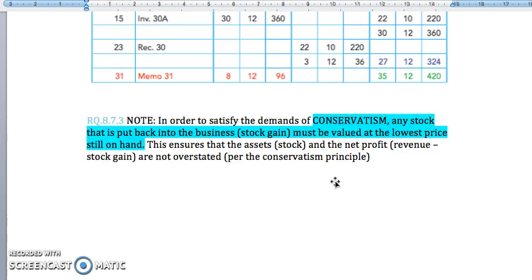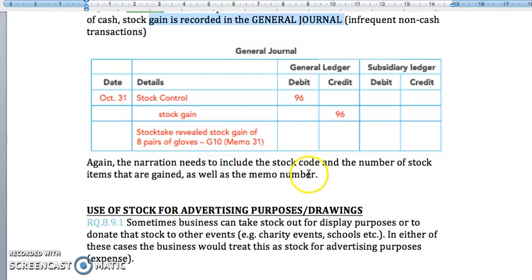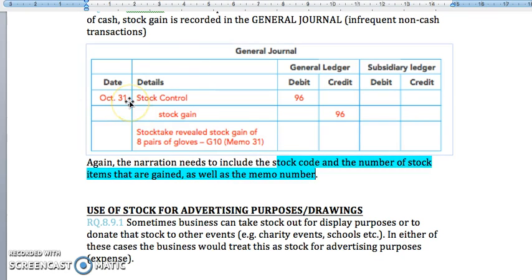So we know it's 96 from the stock card. $96 based on our cost price. We need to make sure our narration includes the stock code, the number of stock items gained, as well as the memo number. Please do not forget.